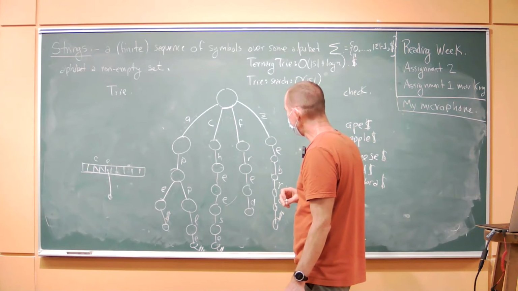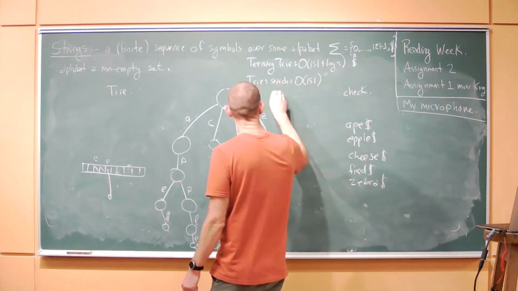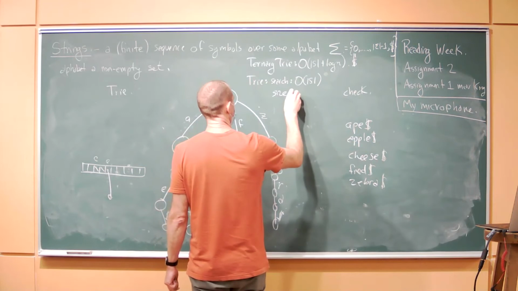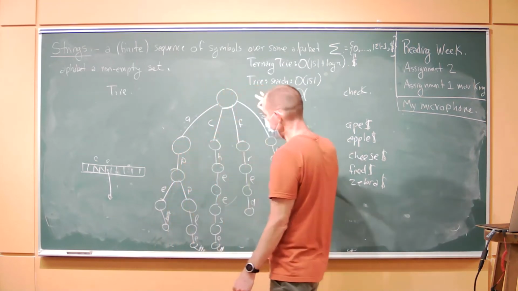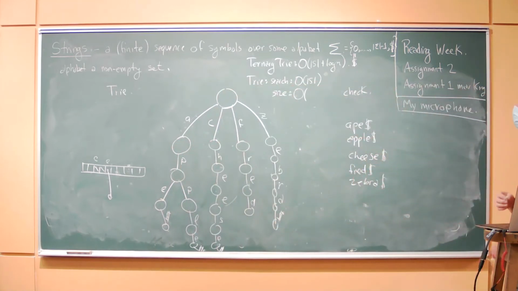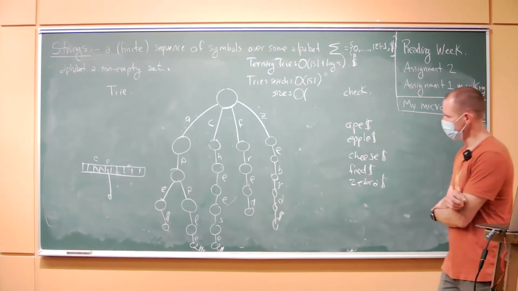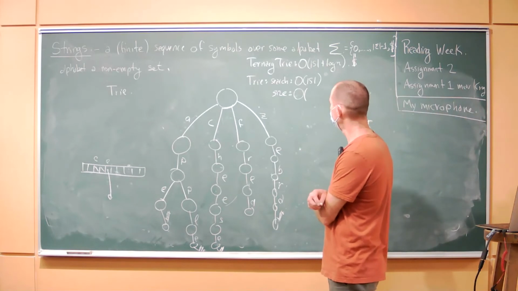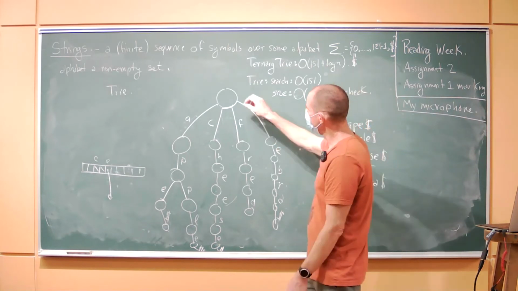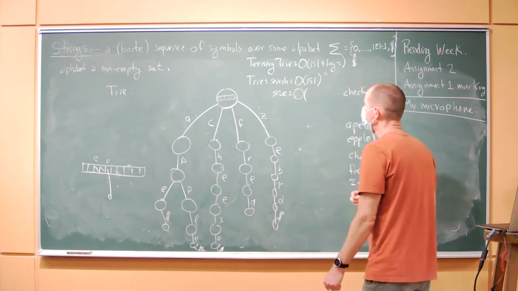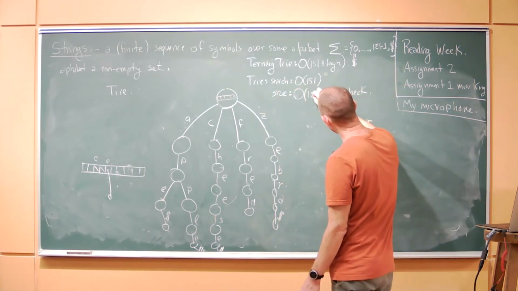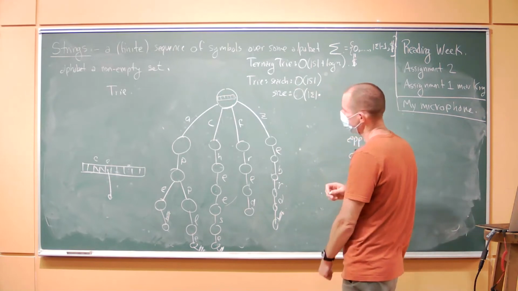Now, the issue with a try starts to show up when you look at the size. How big is this thing? Well, there's a lot of nodes, and each node is a big array that's as big as the alphabet. So whatever the size is, the size of the alphabet is going to come in there.